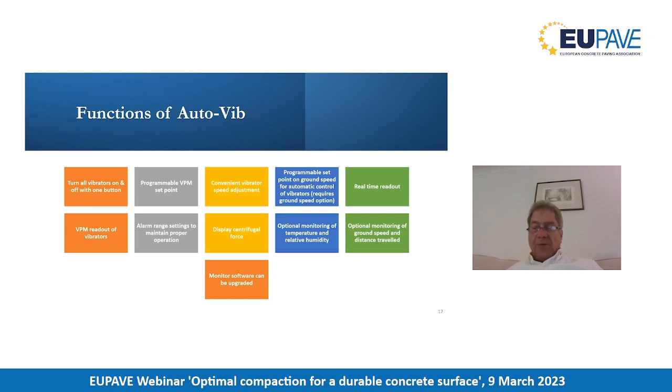For this, you'd need to make sure you've included the speed option, real-time readout, a VPM readout of vibrators. You get an alarm which you set for high and low frequencies. You get a display showing the centrifugal force, and then on the optional side you get a monitoring system for temperatures and for ground speed and distance travelled.